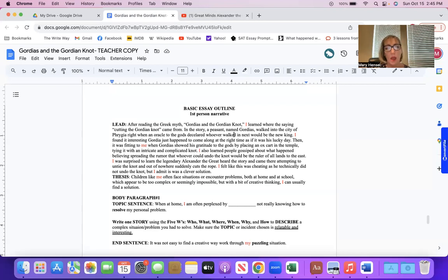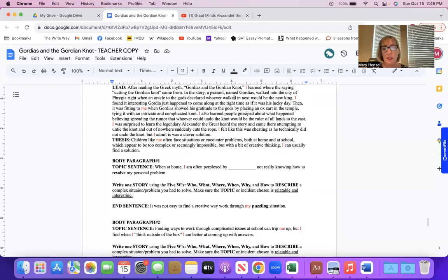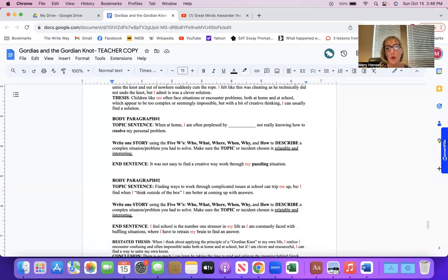Children like me often face situations or encounter problems, both at home and at school, which appear to be too complex or seemingly impossible, but with a bit of creative thinking, I can usually find a solution. Body 1, when at home, I'm often perplexed by blank, not really knowing how to resolve my personal problem.